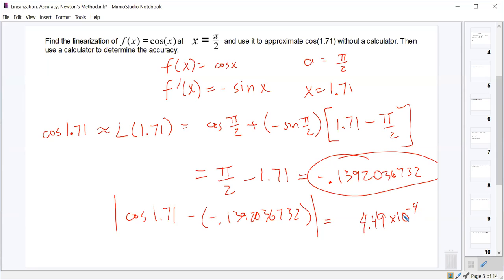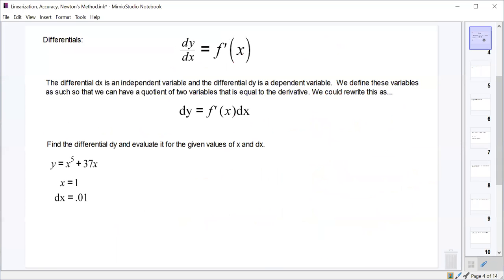Great. So 4.49 times 10 to the negative 4 tells us that we are off by 0.000449, which means that we are accurate to 3 decimals, 10 to the negative 3 accuracy. Good or no? I'll take that as a yes.